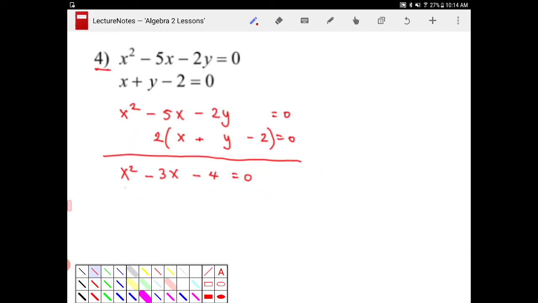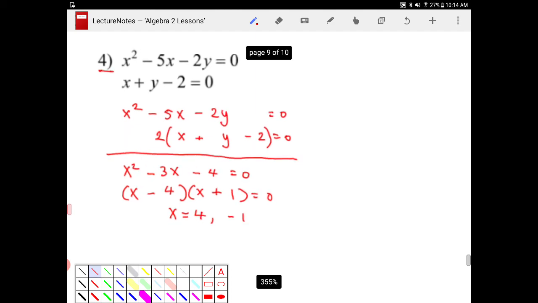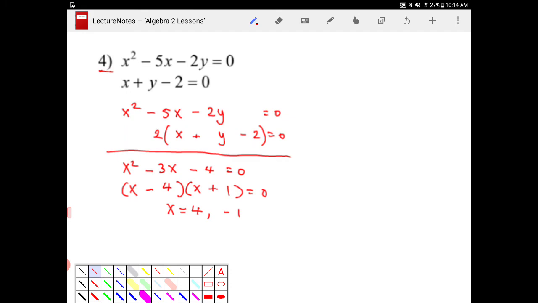Now that I have this, is this thing factorable? As it turns out, it is. So it's x minus 4 times x plus 1. Therefore, now I end up with two roots: 4 and negative 1. Now that I have 4 and negative 1, I'm going to substitute them back into the linear equation because that's the easier one to work with. So if I do that, I end up with 4 plus y minus 2 is equal to 0. So y is equal to negative 2. So my first coordinate will be 4, comma, negative 2.